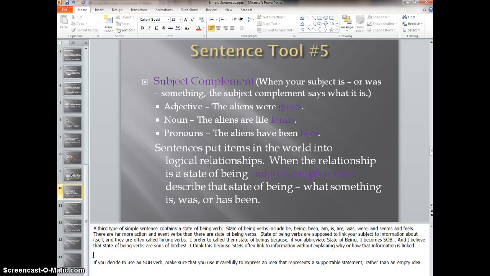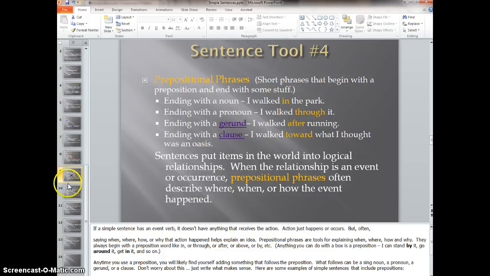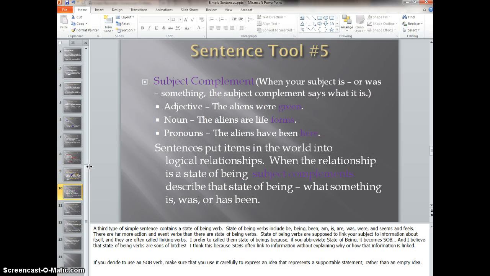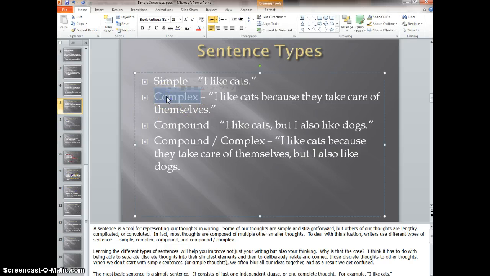So we'll delete that. Okay, so that covers the three different types of simple sentences: one with an action verb, one with an event verb, one with a state of being. The three things that get attached to the after side of these sentences, after you have a subject and a verb, are going to be other things: the direct objects, or you might have prepositional phrases, or you might have subject complements. They all go hand in hand, and these will help you make simple sentences that you can later combine to make complex sentences, compound sentences, and compound complex sentences.